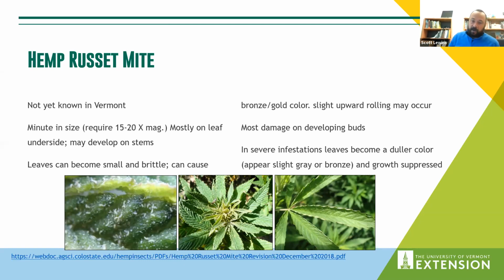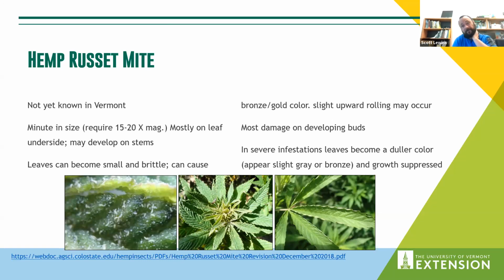But a lot of things can cause that uprolling that I've seen. Just plant genetics sometimes lead to phenotypes that are curling that have nothing to do with hemp russet mite. And you can also get hemp russet mite that doesn't lead to that curling. So even though that curling is most commonly associated with russet mite, it really isn't helpful for diagnosing.